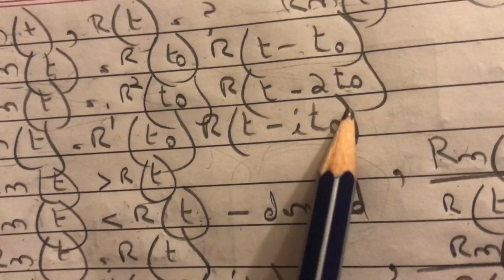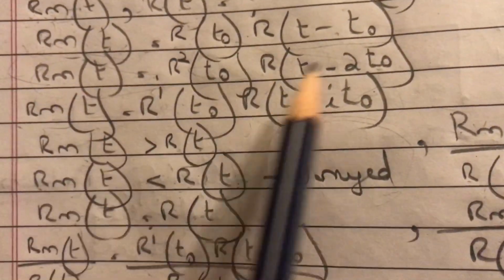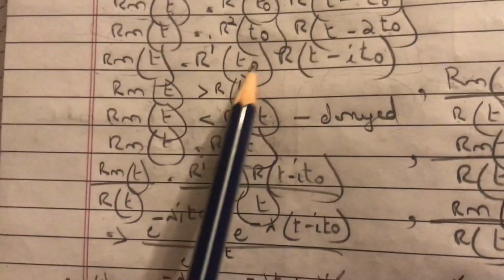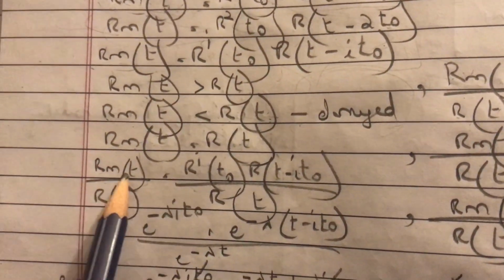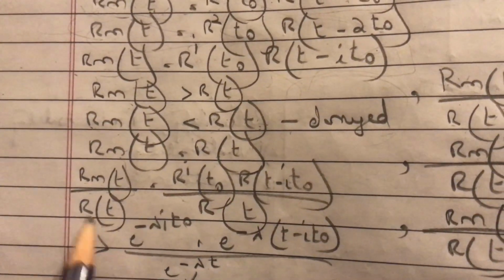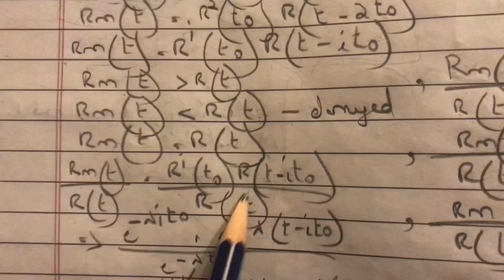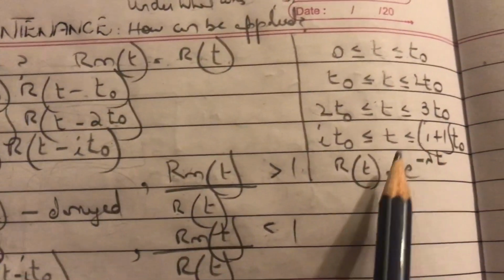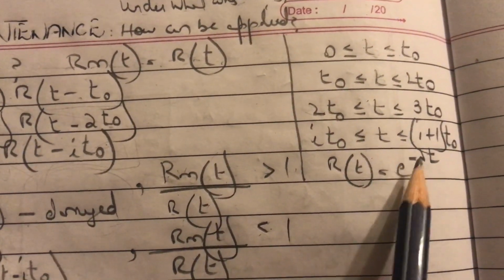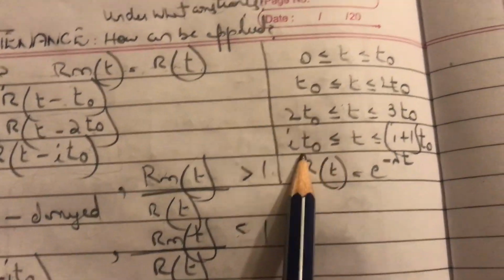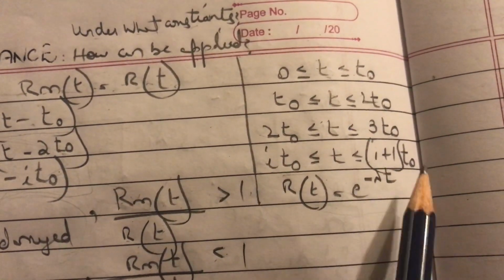So this is for all i's we have, that's why we are taking this equation. We keep this equation here in the place of Rm of t, and down there we have R of t. We know that R of t, the reliability at time t, is equal to e to the minus lambda t. So the reliability can be written in this form also.